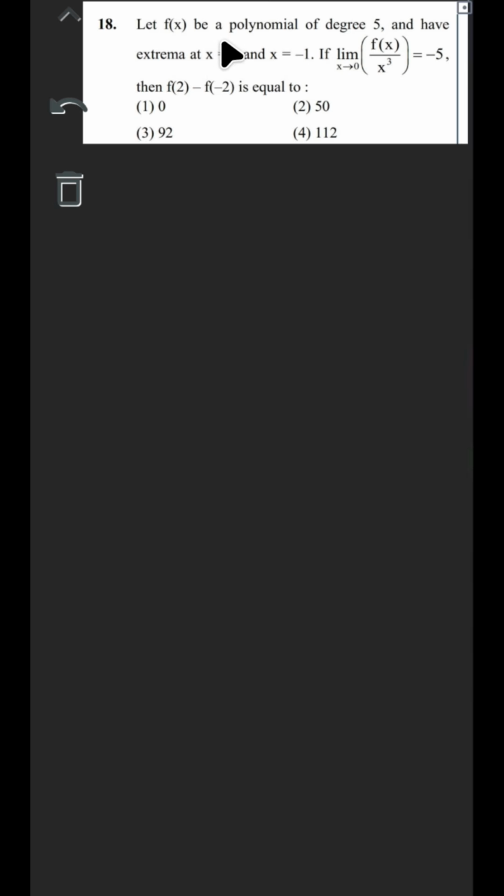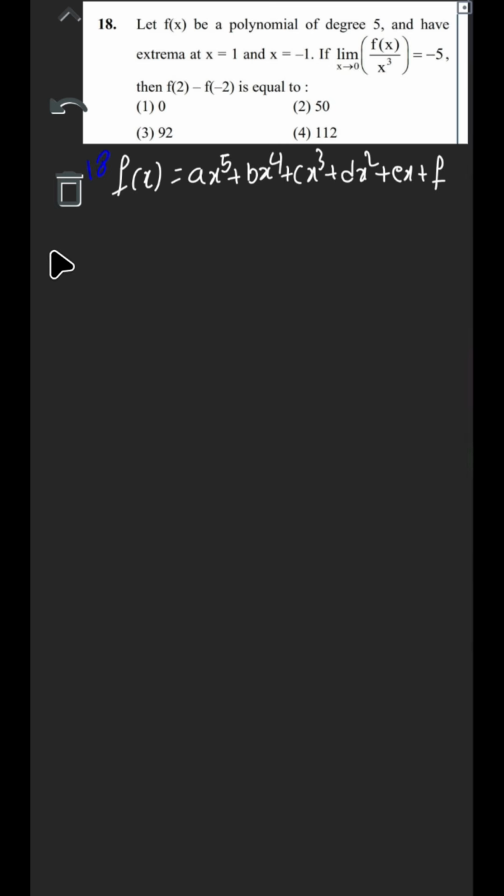Today we will discuss the 18th problem. In the 18th problem, they gave f of x, a fifth degree polynomial, means a x power 5 plus b x power 4 plus c x cube plus d x square plus e x plus f. It has extreme values at x equal to 1 and x equal to minus 1, so f dash of 1 is equal to 0 and f dash of minus 1 is equal to 0. So I will use that after.